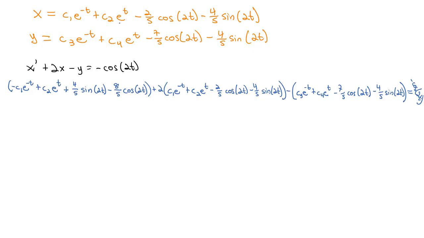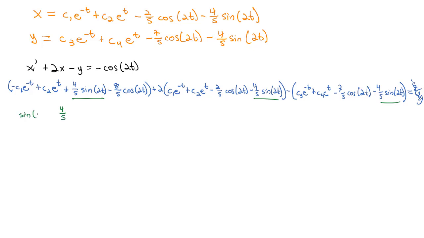As we multiply this out, you'll notice the constants are only on the e to the t's and the e to the negative t's. They are not on the sines and cosines. I want to look at why that is. Let's look at what happens when we combine the sines and cosines first, even though normally we don't have to do this step. First, looking at the sines, notice I've got a 4/5 of a sine.